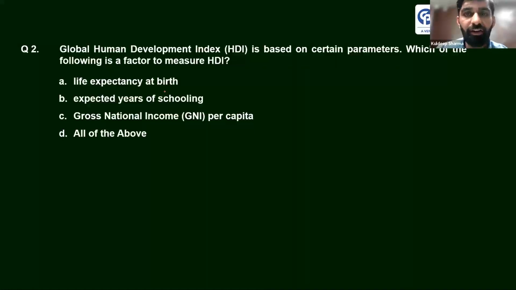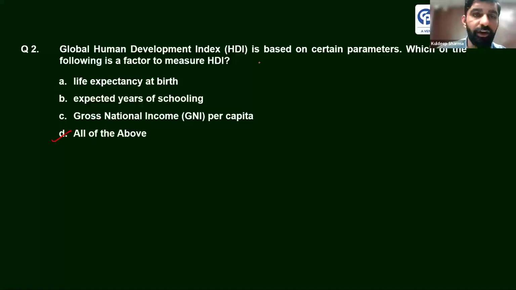So the global HDI index is based on certain parameters. Which of the following is a factor to measure HDI? So HDI is based on a measurement of certain parameters. So I've listed down some parameters. You have to tell me whether this is a factor to measure HDI. First is life expectancy at birth. Second is expected years of schooling. Third is gross national income, GNI per capita. And fourth, all of the above.